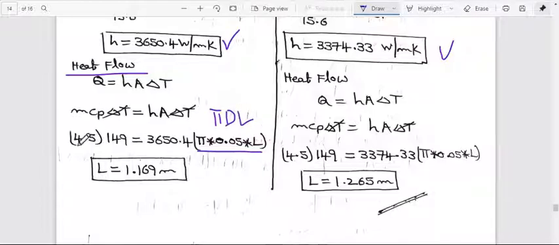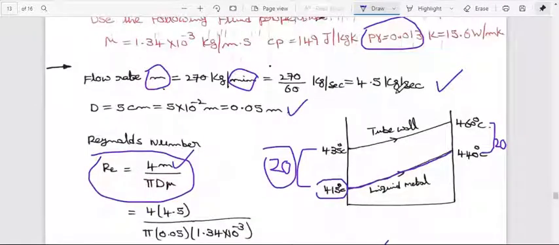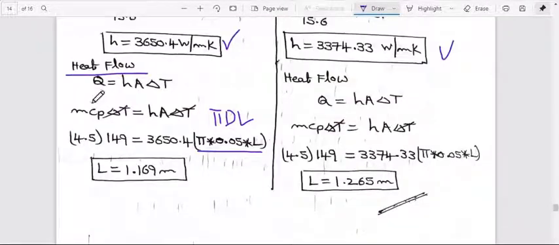So here the M value is already calculated, converted into kg per second. We need to substitute the M value and the Cp value. The Cp value is given in the properties values. We need to substitute. So here L equal to 1.169, and for the heat flux, in a similar way, L equal to 1.125.